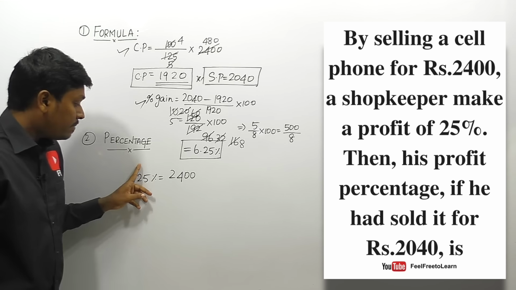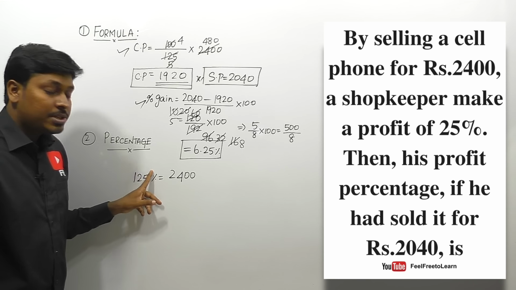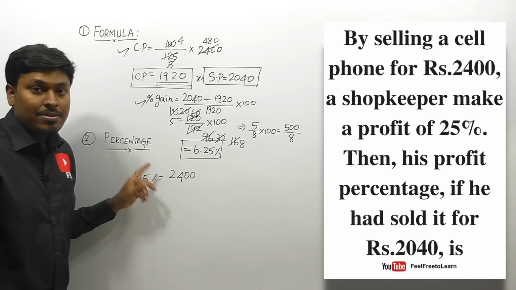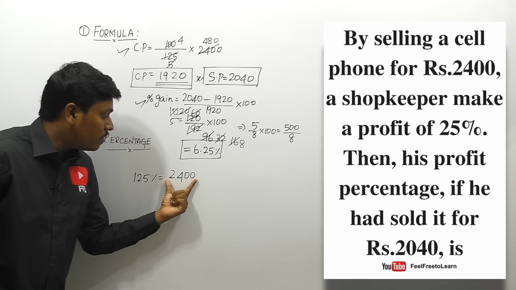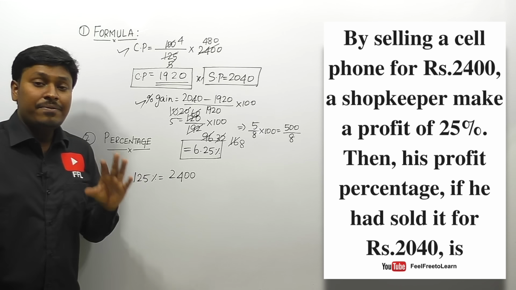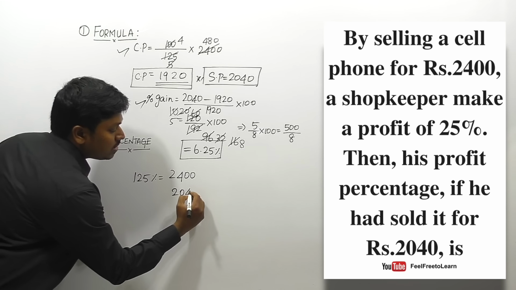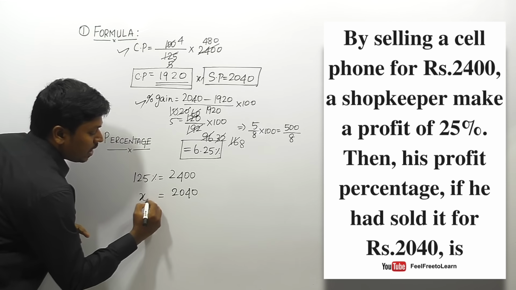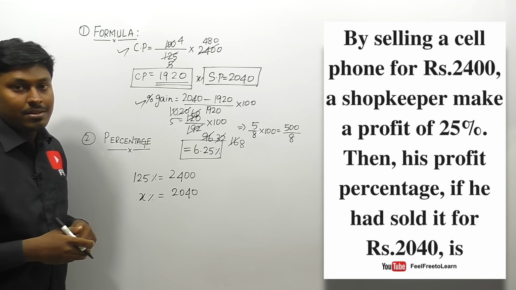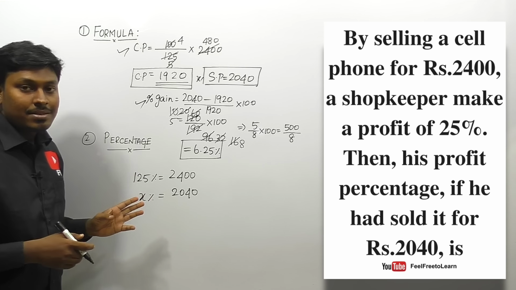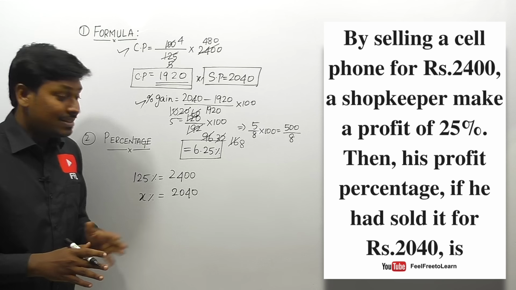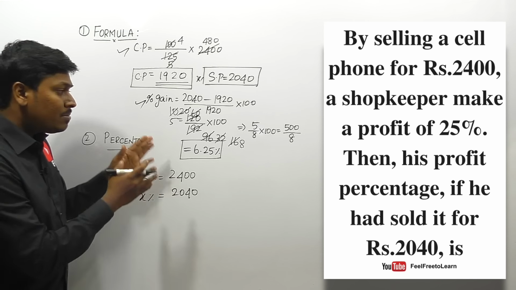So friends, 100% cost price, 25% profit. So 125% will be the total amount that he sold the phone for, 2,400 rupees. If he wants to sell the same mobile phone for 2,040 rupees, we need to find how much profit it is. That's it. If you cross multiply and cancel, you can easily get the answer. It's the easiest trick, but learn both the methods, right?